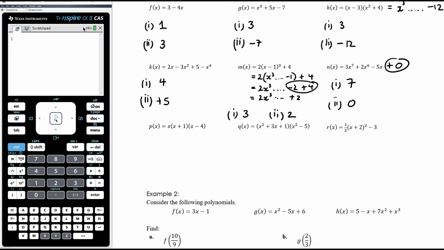Alright, p of x, again, not expanded out. So let's think about what would happen if we expanded it out. The highest power of x is going to come from when we do x times x times x. So it's going to be cubic.